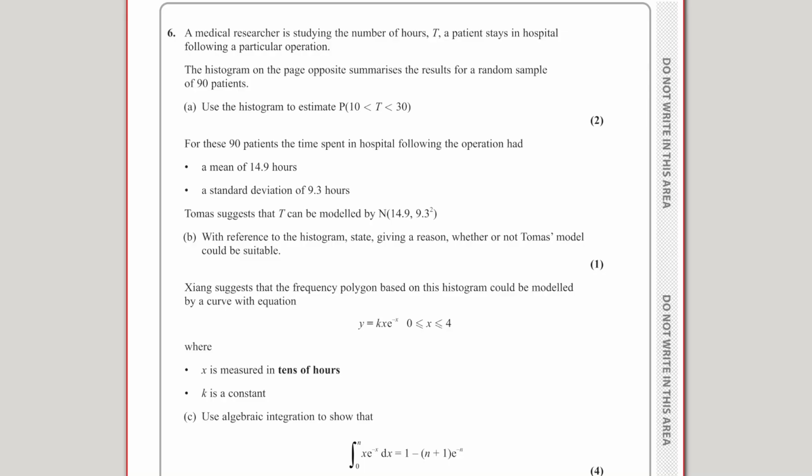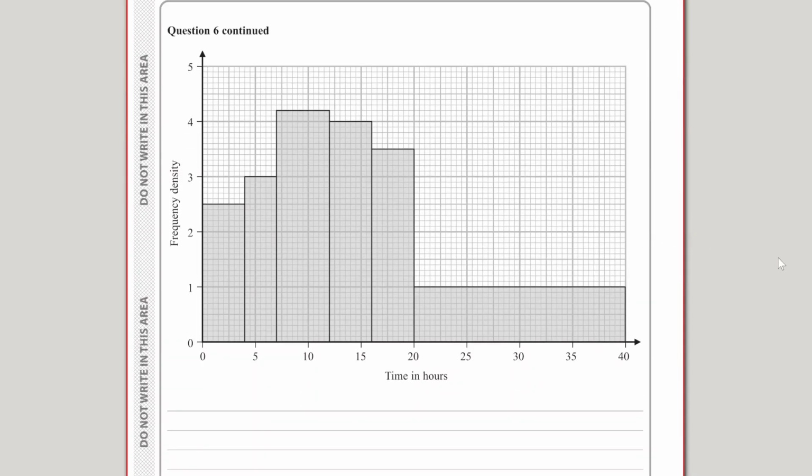Question 6. A medical researcher is studying the number of hours T a patient stays in hospital following a particular operation. The histogram on the next page summarizes the results for a random sample of 90 patients. Use the histogram to estimate the probability T is between 10 and 30. Let's look between 10 and 30. So we want the area between 10 and 30.